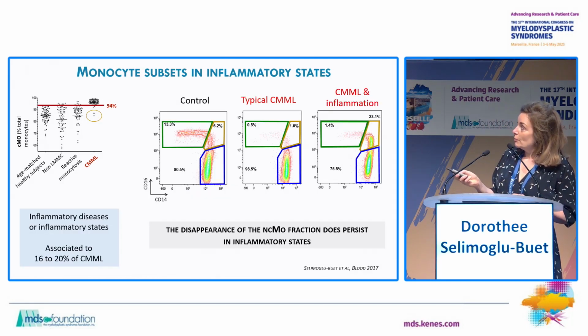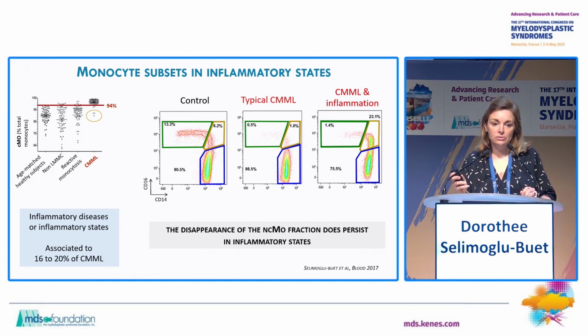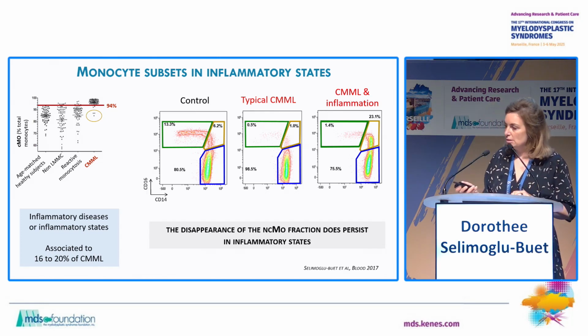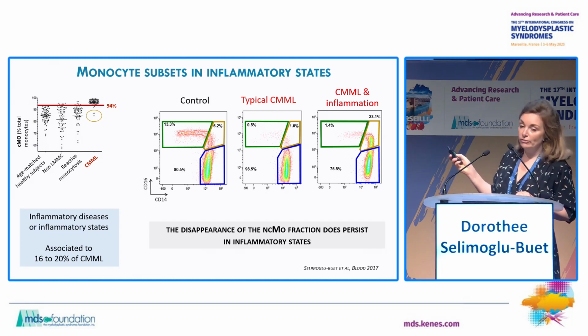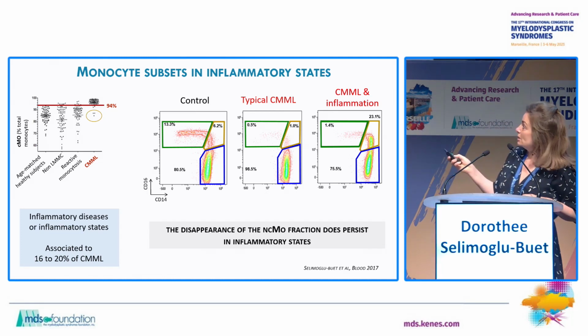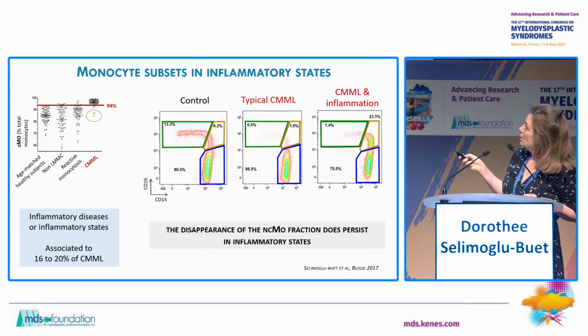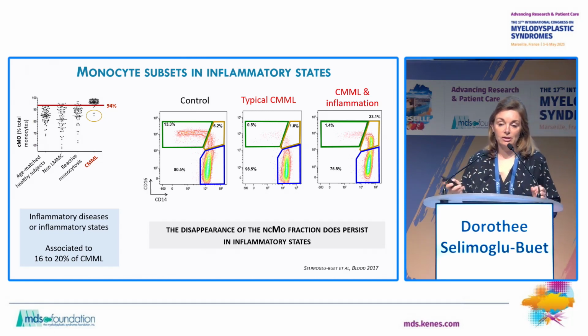So now I would like to come back to these few samples here where authentic CMML didn't reach the 94% of classical monocyte accumulation. In fact, these CMML co-occurred most of the time with an inflammatory disease or an inflammatory state, which is not so rare in CMML because it concerns up to 20% of CMML patients. In these cases, we observed this kind of profile that we named the bulbous aspect because there is, compared to a typical CMML, an accumulation of intermediate monocytes that blurred the 94% classical monocyte accumulation.